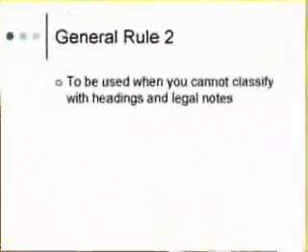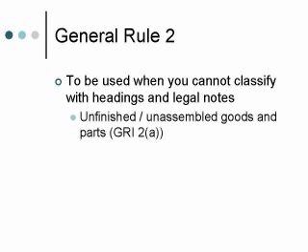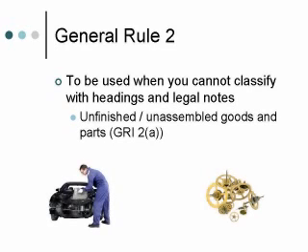Remember from our last session that if we could not classify our product using General Rule 1, then we would continue on and use General Rule 2. General Rule 2 is to be used when you cannot classify your product using the headings, subheadings, and section and chapter notes. Take, for example, unfinished or unassembled goods. There is no heading in the harmonized tariff system for unfinished or unassembled goods. At the end of the last session, we used as an example an automobile without seats and unassembled clock movements.